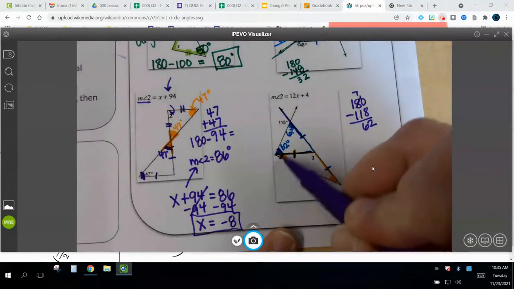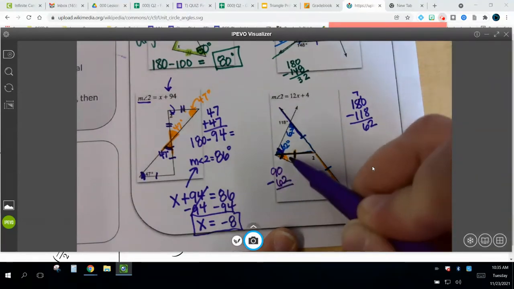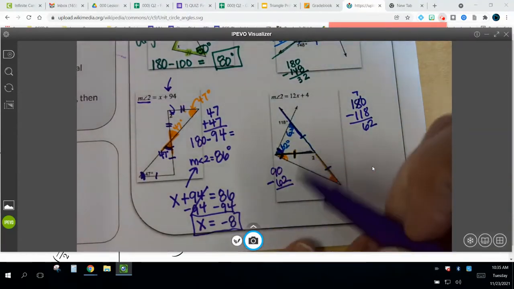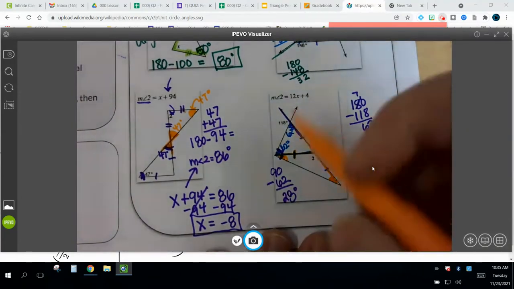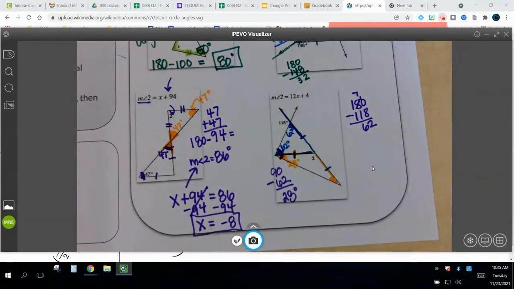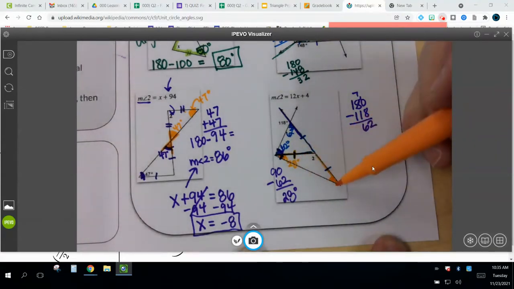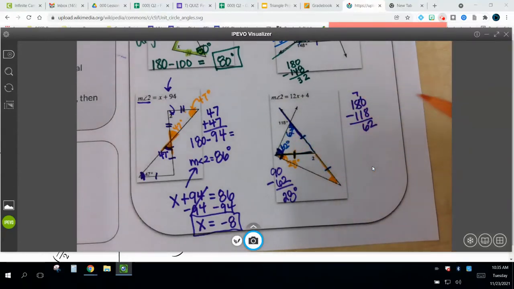In the corner down here, we had a right angle, so we're going to do 90 minus 62 to find this orange angle. 90 minus 62 gives us 28 degrees. So this is a 28-degree angle. Okay. So we can use our isosceles triangle theorems here. We also could actually just use our exterior angle theorem as well that we just learned about.